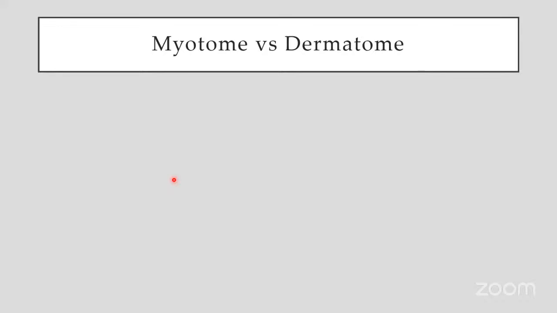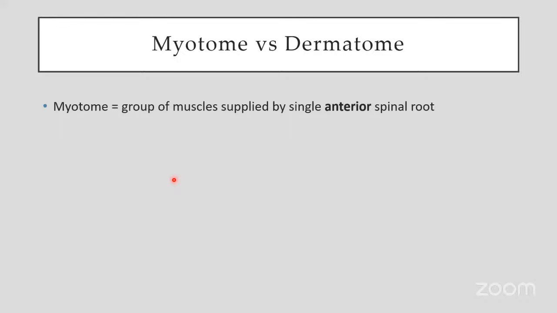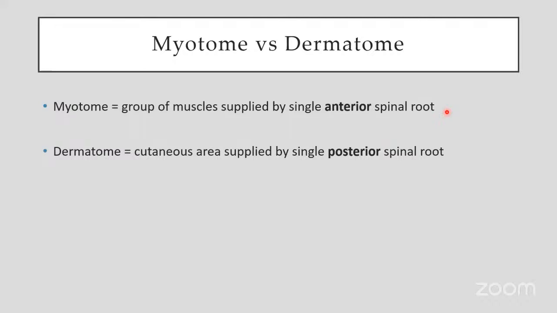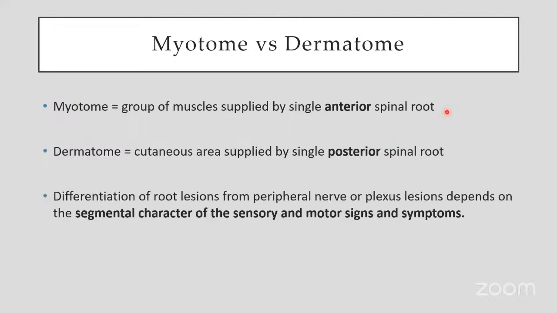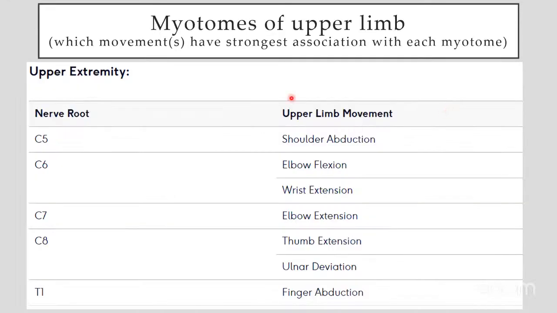Now, for clinical differentiation of lesions of root versus lesions of peripheral nerve or lesion of plexus, we have to understand the concept of myotome versus dermatome. A myotome is a group of muscles supplied by a single anterior spinal root. A dermatome is a cutaneous area supplied by a single posterior spinal root. The differentiation of root lesions depends on the segmental character of the sensory and motor signs and symptoms. The myotomes of the upper limb are the movements which have the strongest association with each myotome.